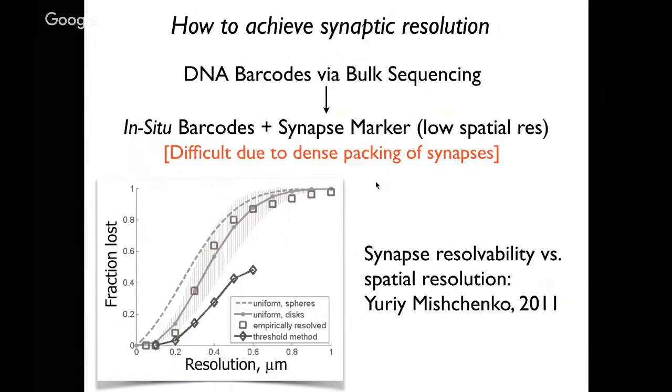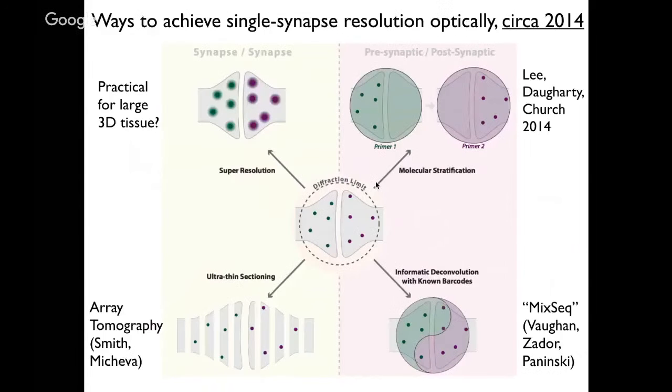So we felt that we needed to introduce some additional elements into this picture to try to boost the spatial resolution, initially to try to resolve synapses better, and as I'll talk about, also to potentially resolve other aspects of the cell better. So back in 2014 or so, when we were starting to think about this, this seemed like a rather difficult problem.